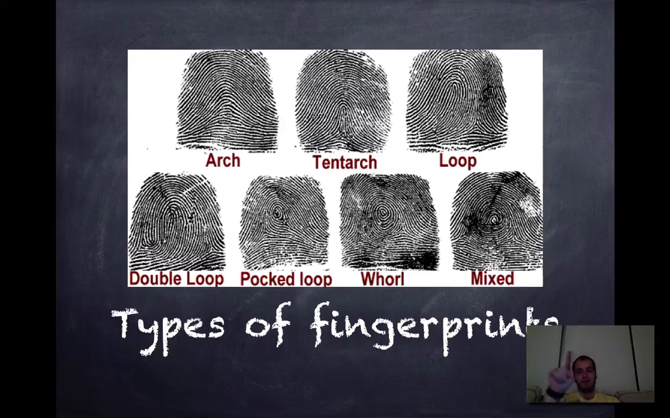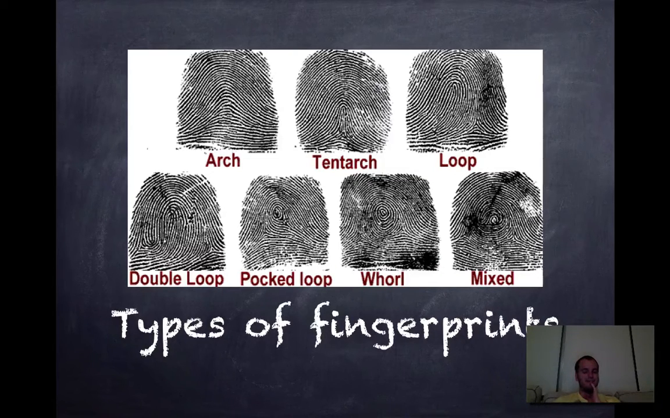A loop goes up and then it comes back, so the lines come back to where they started. A double loop has one loop coming up, so like this, and then another loop coming over it. A pock loop is the same as a loop, except it has a circle in the top part of the loop. A roll is like a really big pock loop, so it just has a lot of circles in that top part.